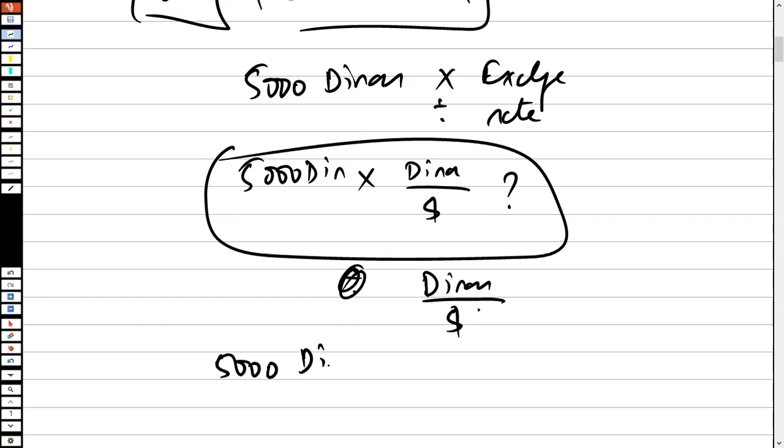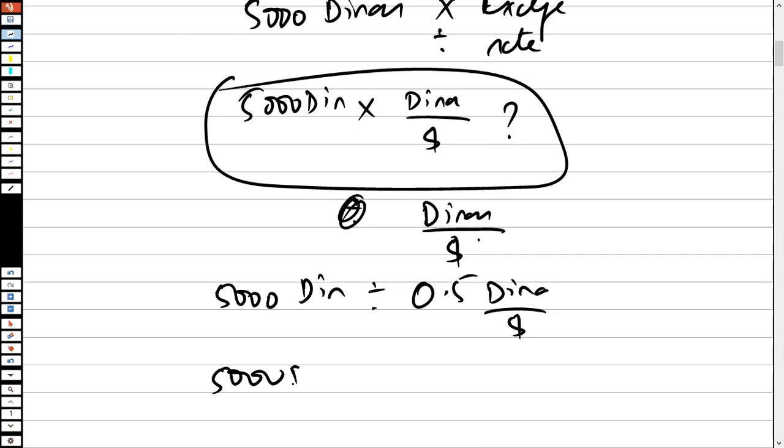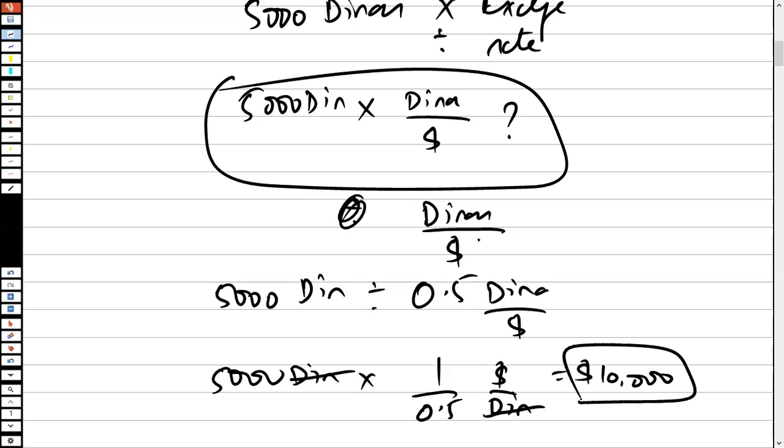5,000 dinar divided by 0.5, which is dinar upon dollar. So this is actually going to become 5,000 dinar multiplied by 1 upon 0.5, which is dollar upon dinar. Dinar is going to be cancelled, so it will become $10,000. You got to cancel the common currency. I repeat, you got to cancel the common currency. That is something that you have to do.